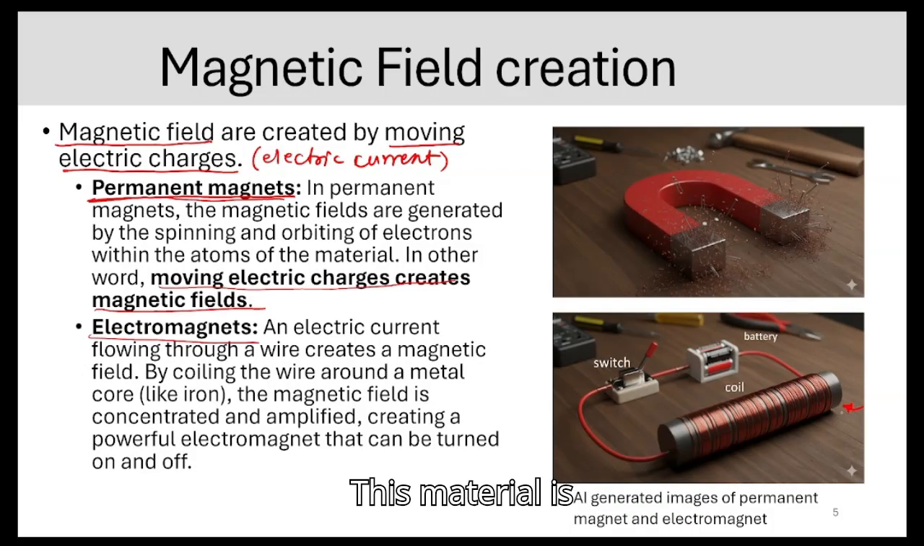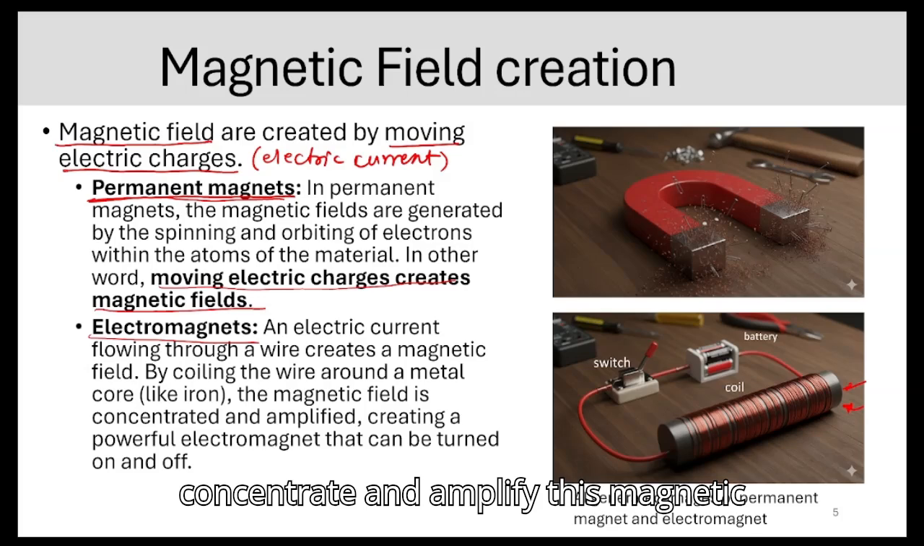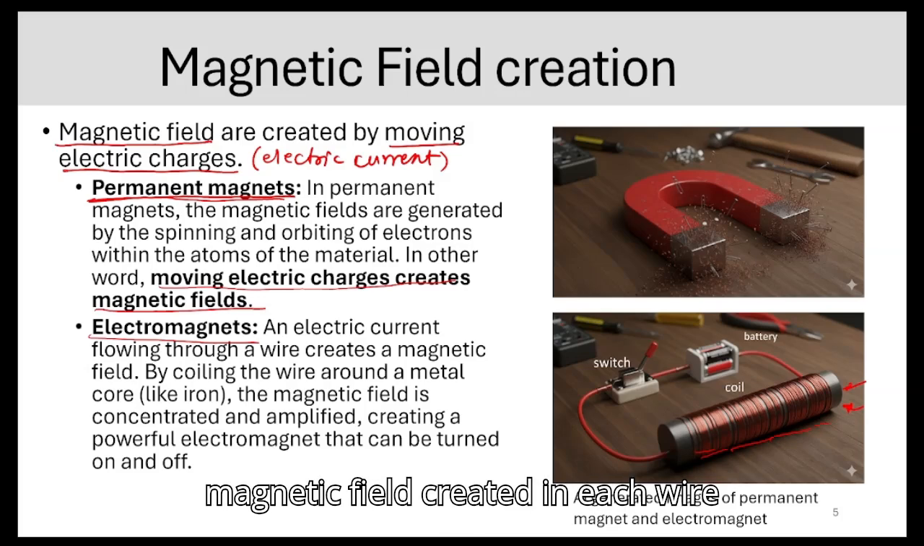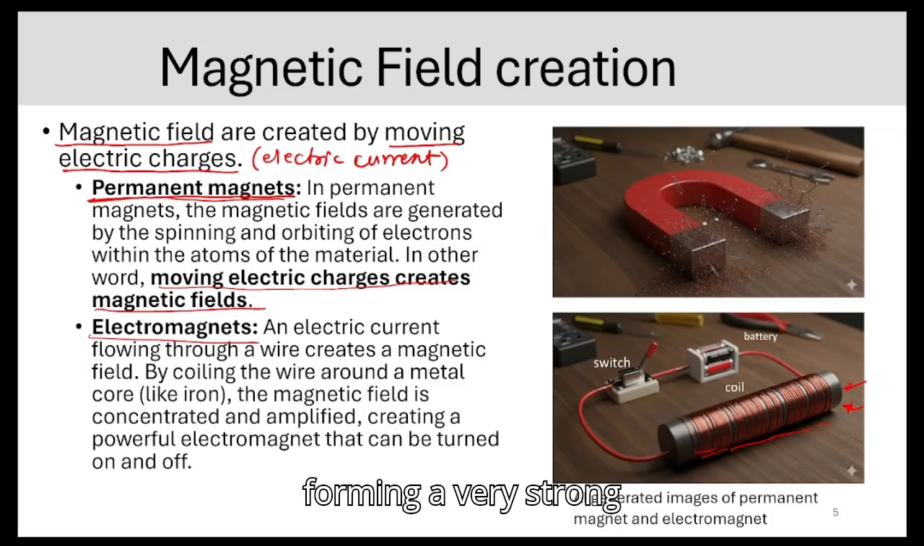This material is wrapped with the wire and created a coil. Often we just say this material is made up of iron, and if we do so, we will concentrate and amplify the magnetic field created in each wire, forming a very strong and powerful electromagnet.